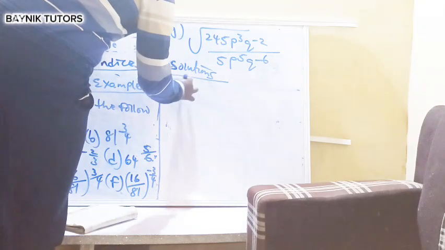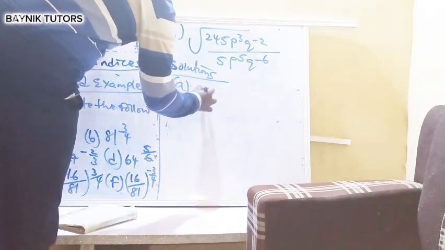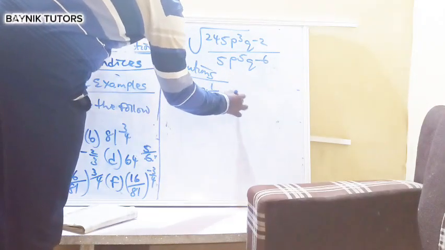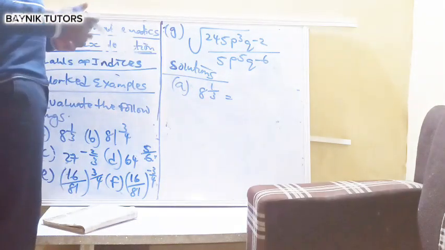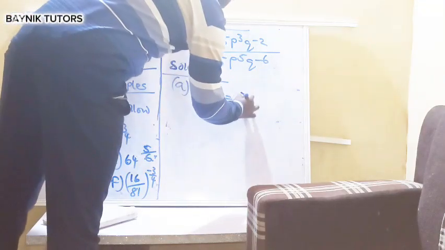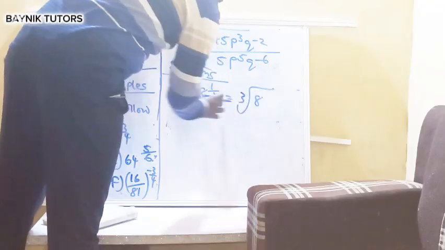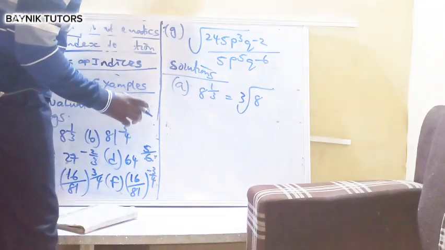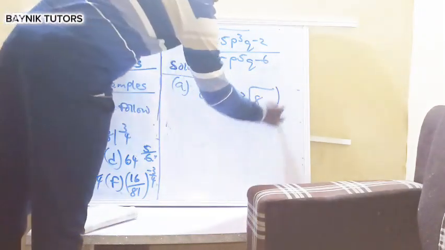Solutions here. We have A, which is 8 raised to the power 1 over 3. When we deal with 8 raised to 1 over 3, we have the third root of 8, just like the root power law taught us. Third root 8, then raised to power 1.